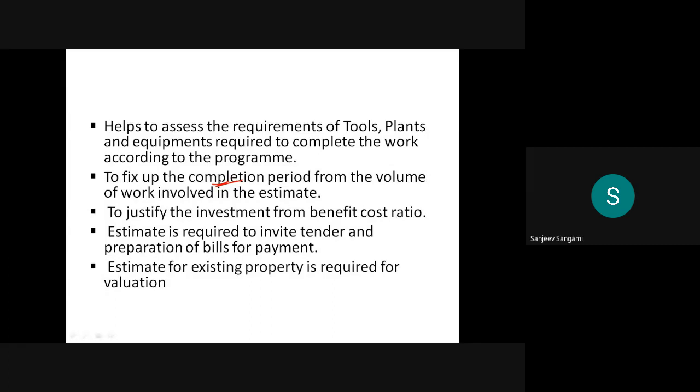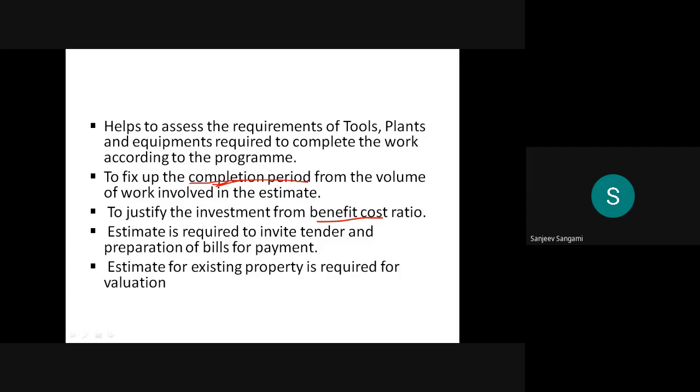That is one. Next, to justify the investment, the benefits to cost ratio. This is also very important. Here it is the completion period, and this is the benefits to cost ratio. If you do the estimate, you will come to know what will be the benefit to cost ratio.